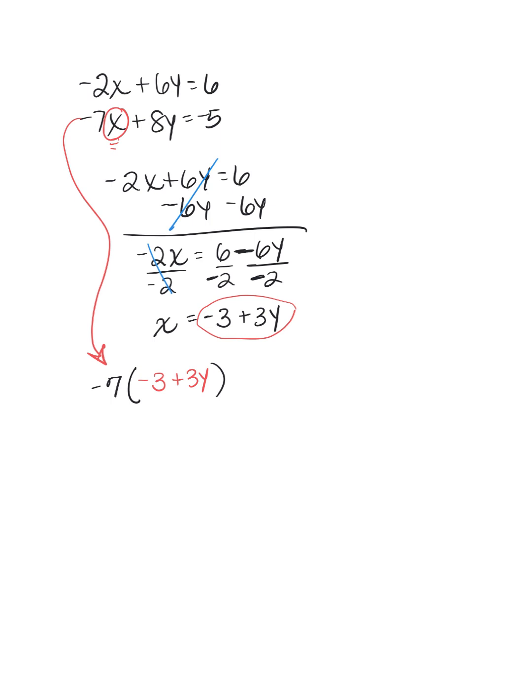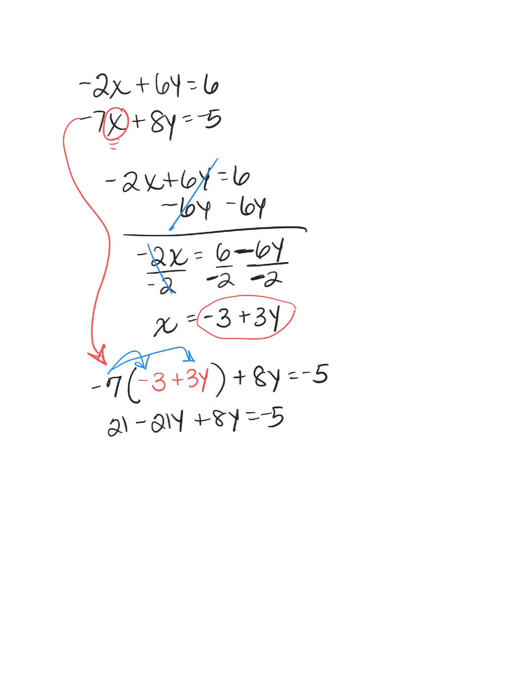All right, but I got to keep going. Oops, I have plus 8y equals -5. Okay, yep, you got it. We have to distribute. That's what the parentheses tell us. -7 times -3 is positive 21. -7 times positive 3y is negative 21y. We still have the 8y. We still have -5.